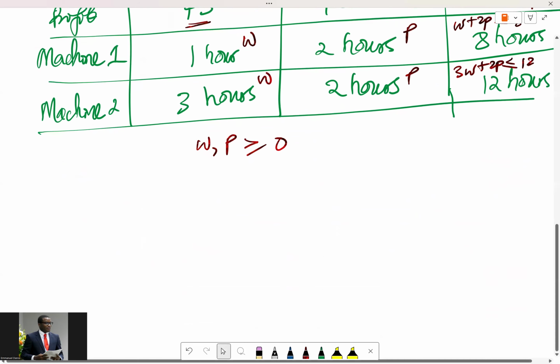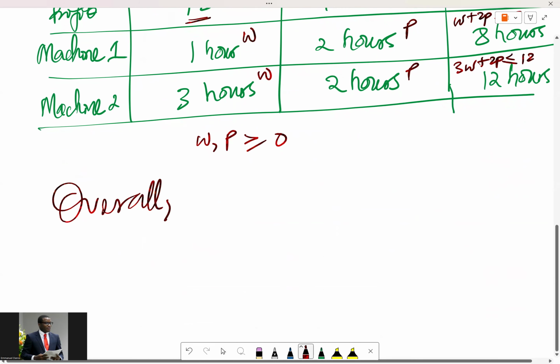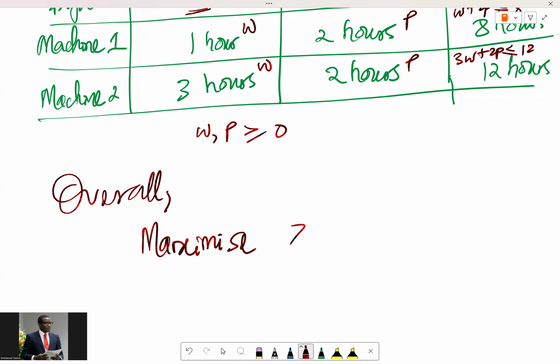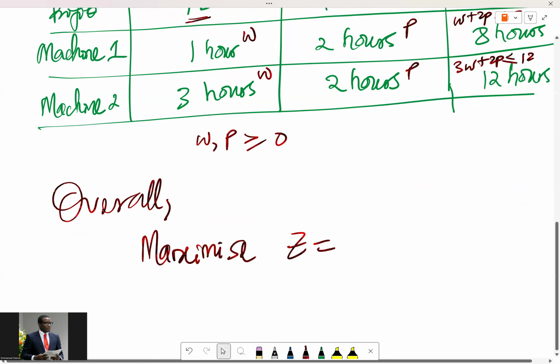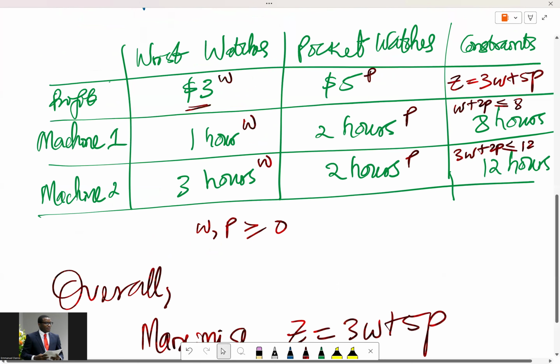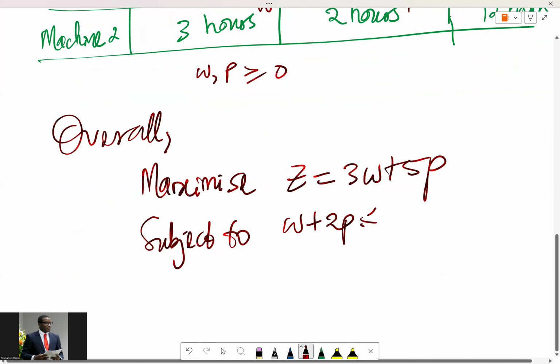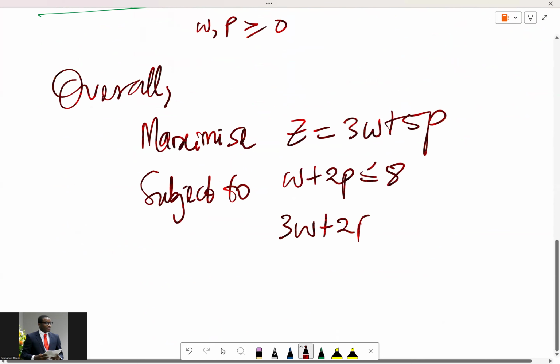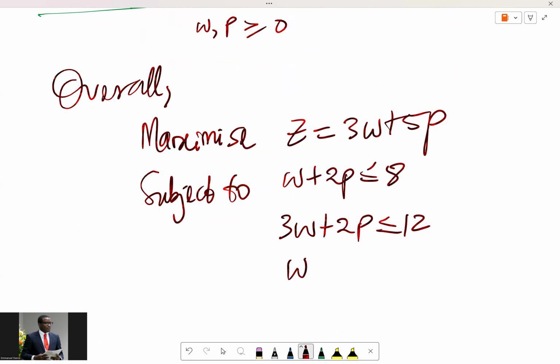So overall now, we have the problem taken care of. We want to maximize Z equals 3W plus 5P, subject to the constraints. So what are those constraints? W plus 2P is less than or equal to 8. And then you have 3W plus 2P is less than or equal to 12, while W and P are both non-negative. So with that, we have this problem taken care of.